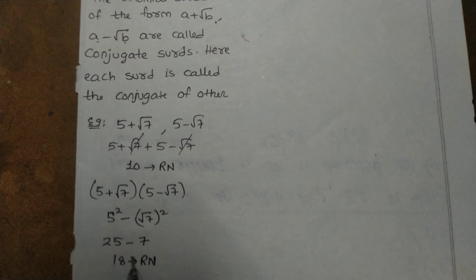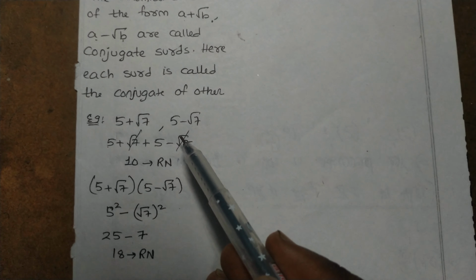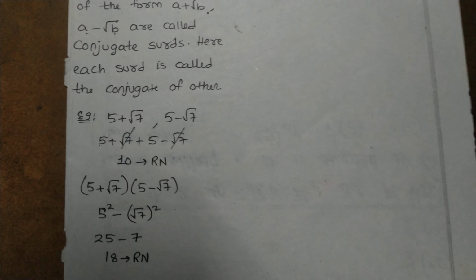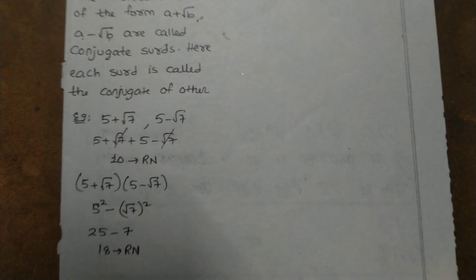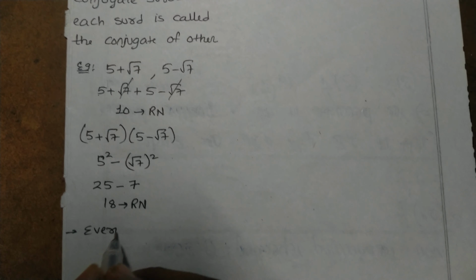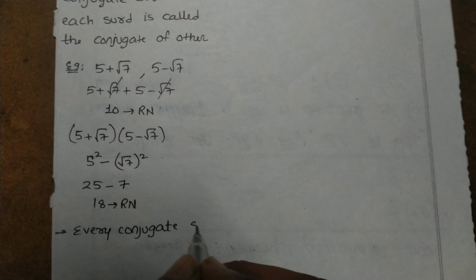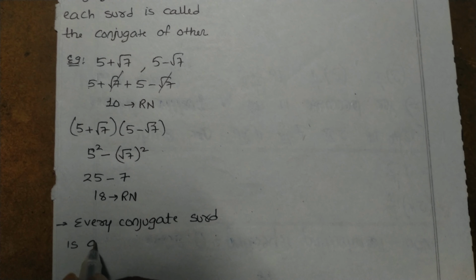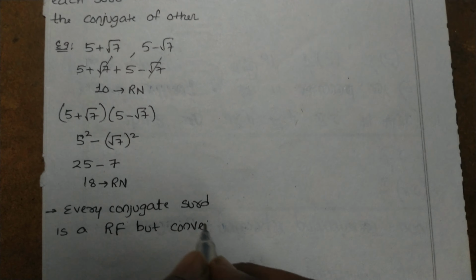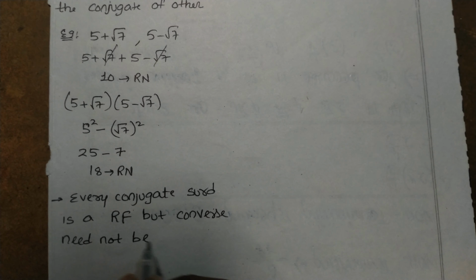That means the sum and product of conjugate surds are rational numbers. The sum and product of two conjugate surds will give you a rational number. Remember this in your mind. We can also take a note. Every conjugate surd is a rationalizing factor, but the converse need not be true. What is the meaning of that?